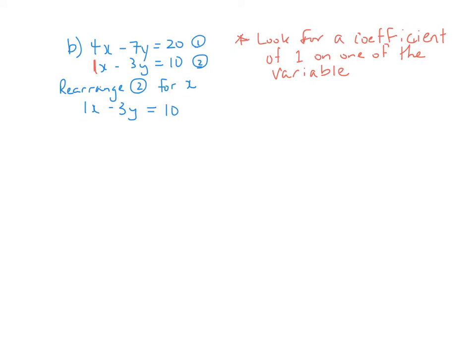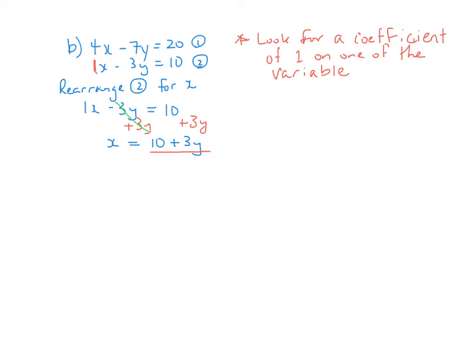So the first thing I'm going to do to get the x by itself is undo this minus 3y here. Okay, and to undo a minus 3y, we're going to add 3y. That's the opposite. So I'm adding 3y to both sides. That undoes this piece, leaving me with just a 1x, or just x, being equal to 10 plus 3y. So now I have an expression that I can use for x. X is equal to this 10 plus 3y. And this came from equation number 2.